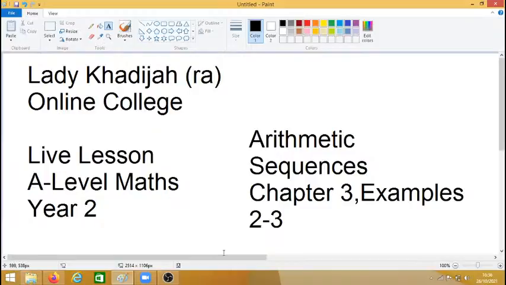Today we're continuing our topic this week of arithmetic sequences. It's chapter 3 if you're following in the book, examples 2 and 3.